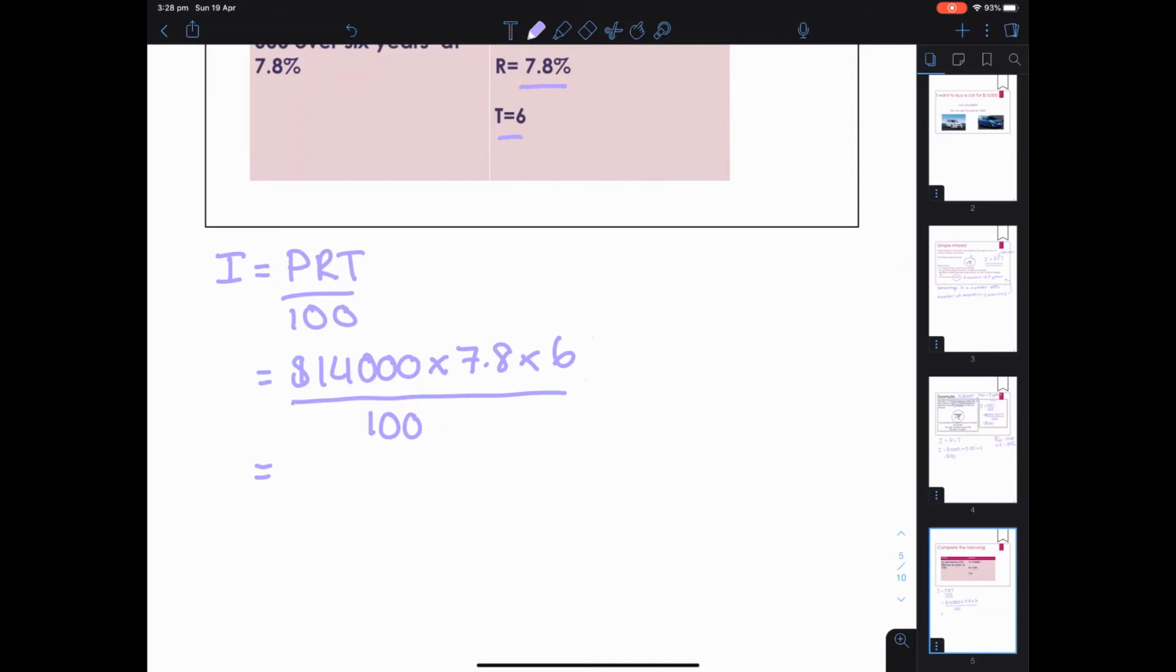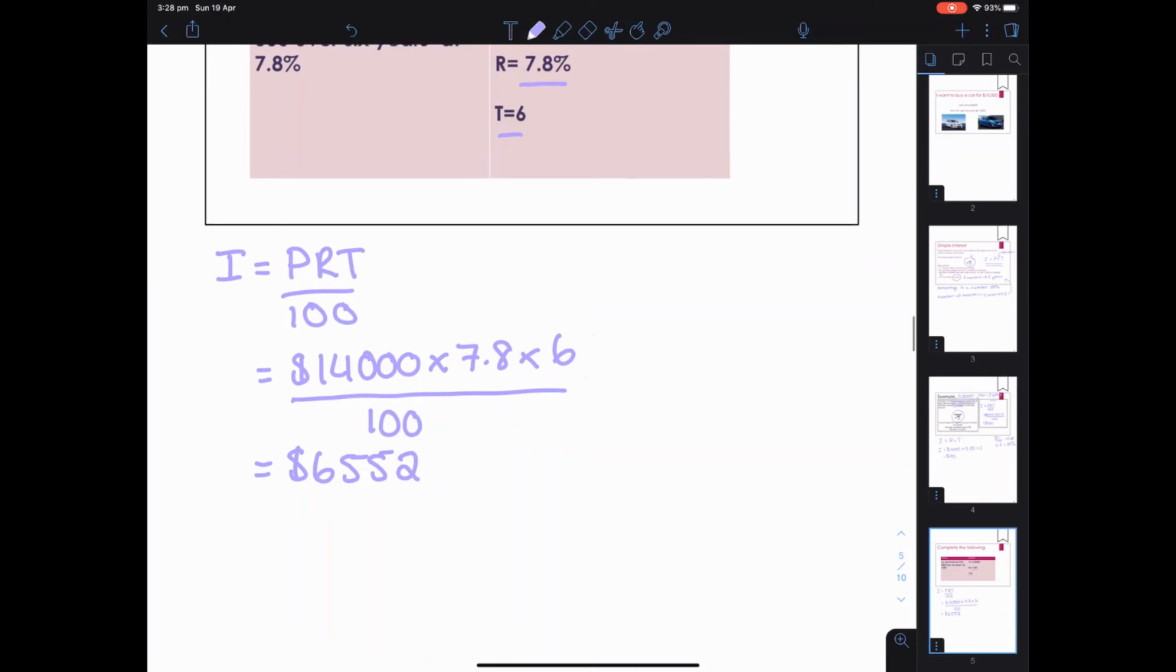All right, so we're going to chuck this in our calculator. So we've got 14,000 by 7.8 by 6, and we're going to divide that by 100. So we've got 6,552. All right, so that's our interest.